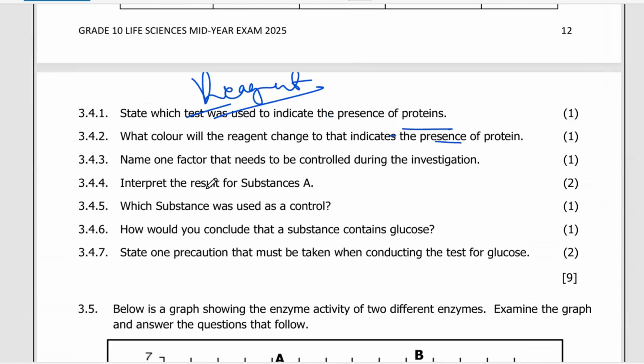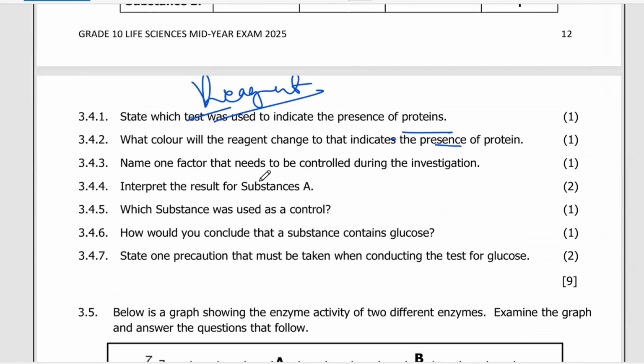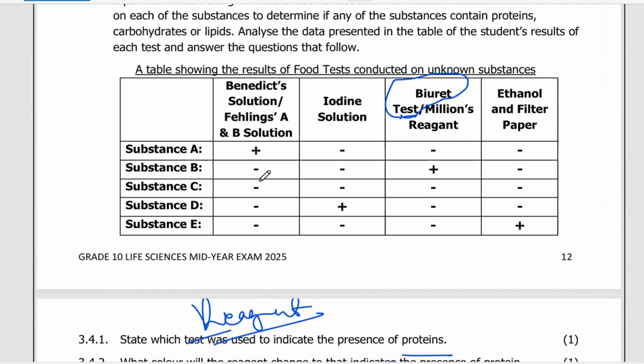3.4.4. Interpret the results at A. Yeah, it shows that it's negative. Starch is negative because of iodine. Protein is negative, and then ethanol is also negative, which means that there are no lipids here. So what is here is only glucose. So it means that test tube A had glucose. Glucose was present, meaning that it is positive.